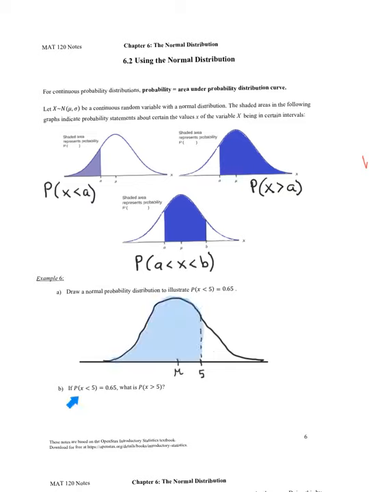In letter B, we're asked, if the probability of X less than 5 equals 0.65 or 65%, what is the probability that X is greater than 5? In other words, what would be the probability that our random variable would fall to the right of 5? Well, we can use the complement. And if we were asked to shade the area under the curve, I could do that with my red color here.